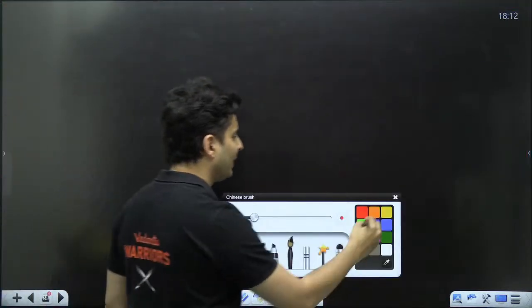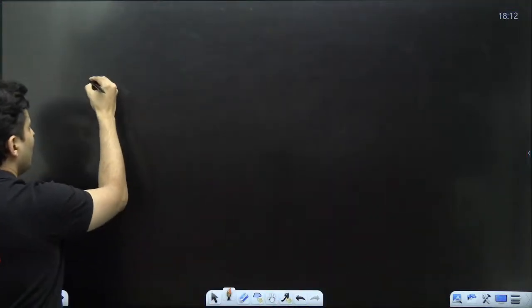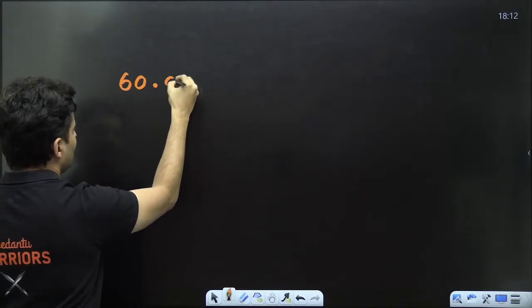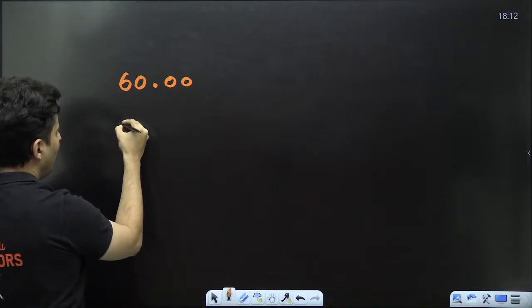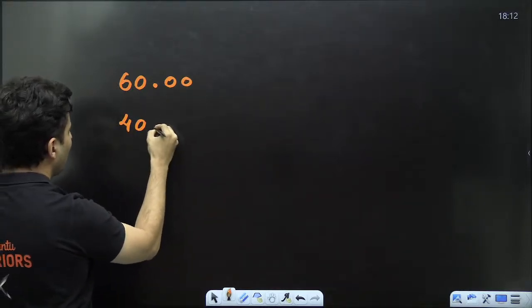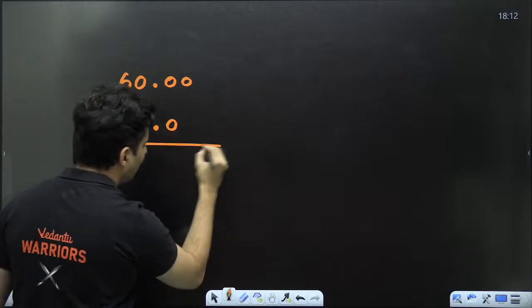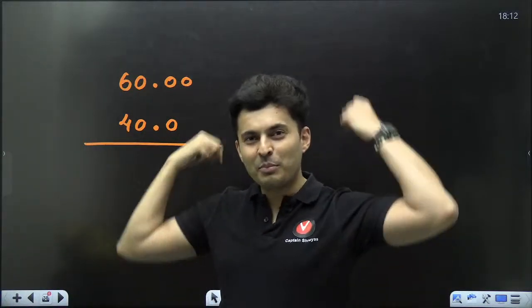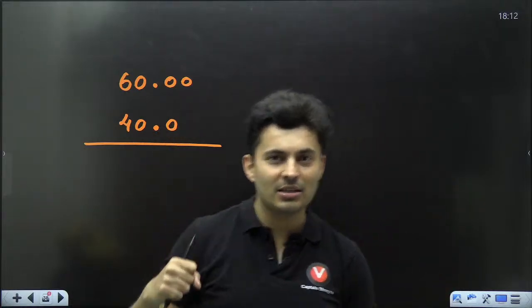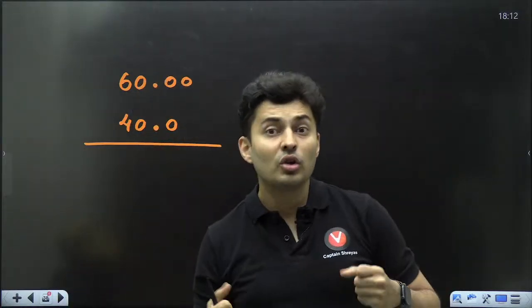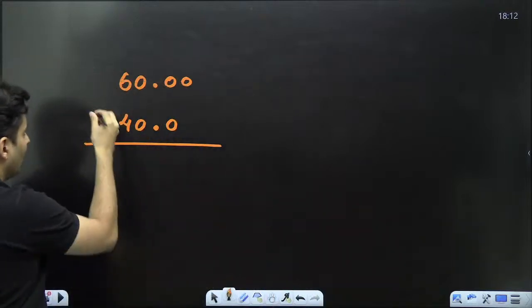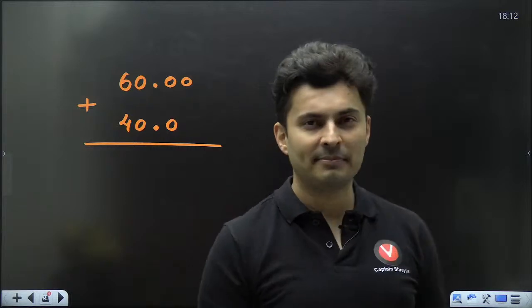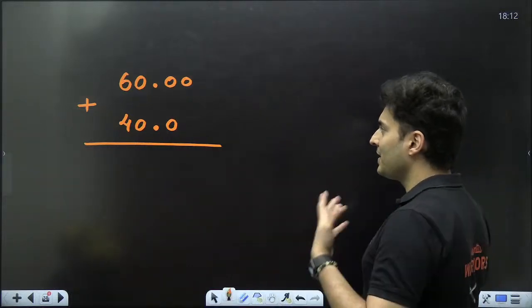Now, what if I tell you, listen, Pandu's mass is 60 kg, 60.00 kg. Champa's mass is 40.0 kg. Both of them are doing couple dance. Or maybe Champa is sitting on Pandu and Pandu is carrying Champa nicely here and there. So what is their total mass? Come on. 60 plus 40.